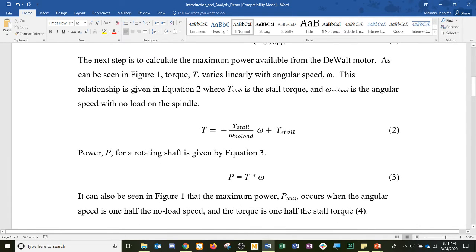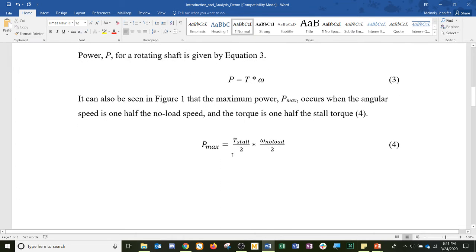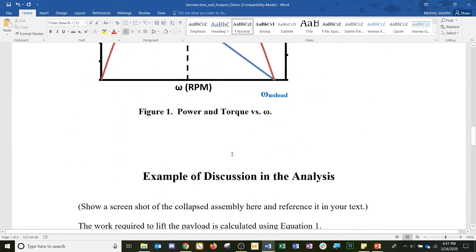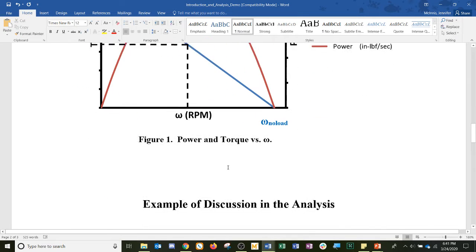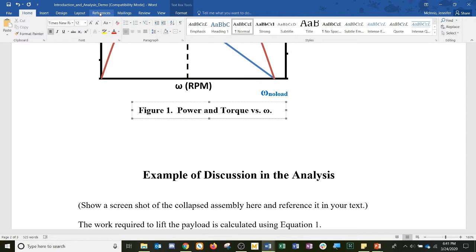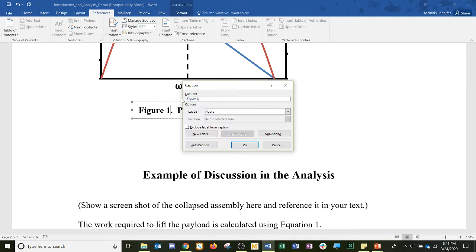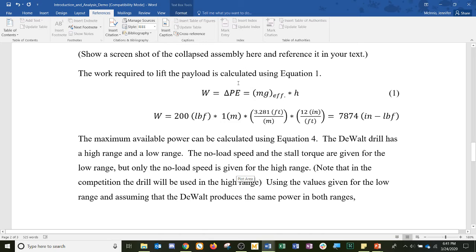Some of our paragraphs are going to be very short. For example, this is a paragraph, and that is correct. And each equation gets a number and centered and some explanation in the paragraph around it. As we go through, note that graphs get a figure, and you get figures on the references tab where you insert a caption.